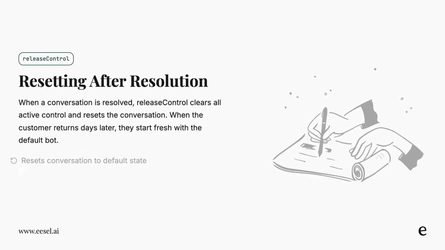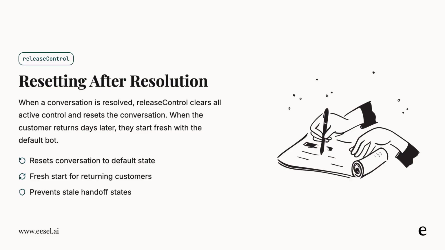When a ticket is resolved, you call releaseControl to clear the active integration and reset the conversation state. This matters more than it sounds. Without it, a customer who comes back 3 weeks later might still be routed to the wrong bot because the old state was never cleared.